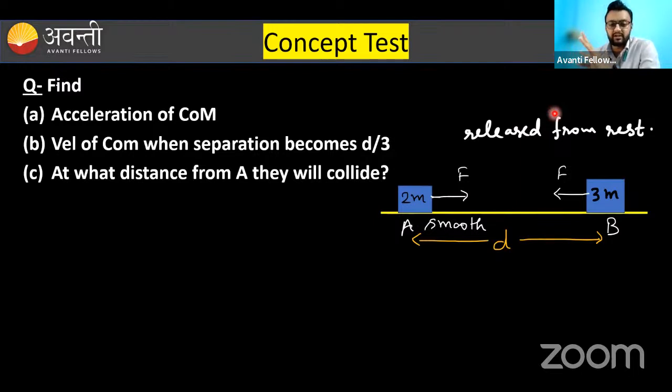I hope this situation is clear to you. Now, what we need to find is the acceleration of center of mass. Second point, the velocity of center of mass when separation becomes d by 3. They are coming together, so they are asking for the velocity of center of mass when they are at a separation d by 3.